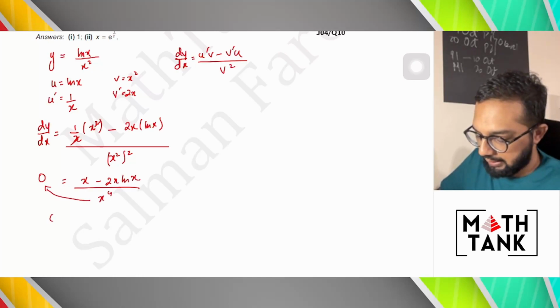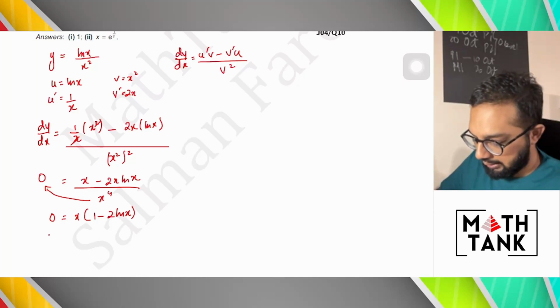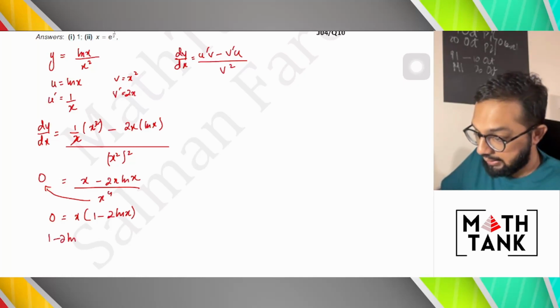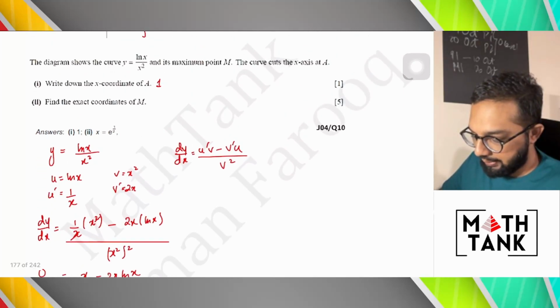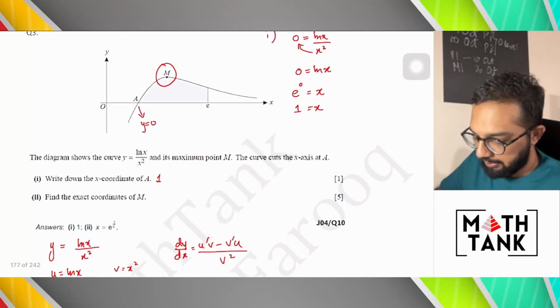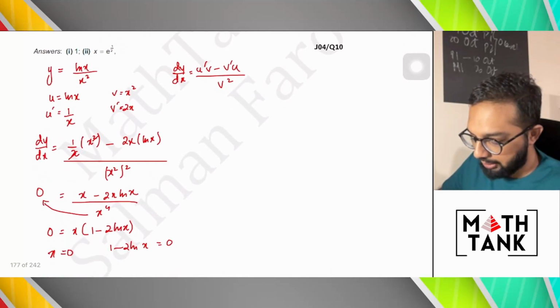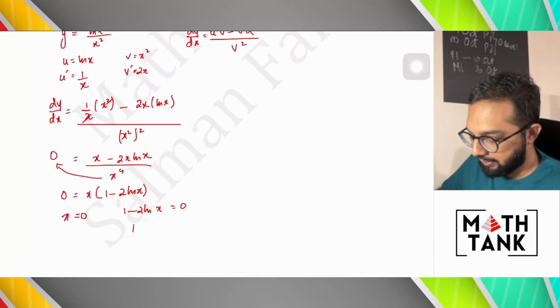Cross multiply this, I get 0. It's common, 1 minus 2 ln x, and 1 minus 2 ln x. Either this equals 0 or that equals 0. Let me just try that. So x equals 0 is not what I'm looking for. There might be a turning point there, but I'm looking for a positive x coordinate.